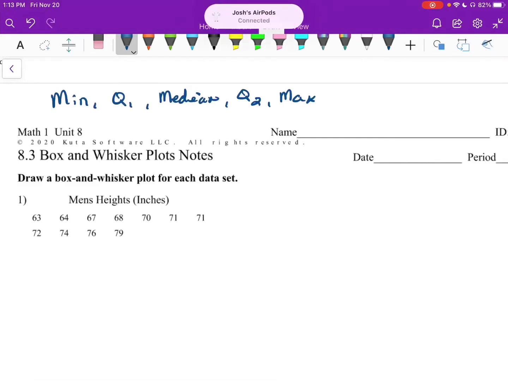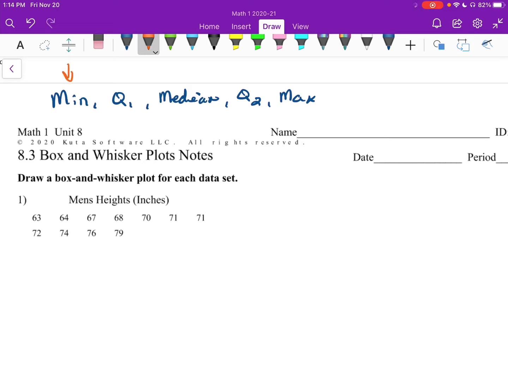All right, Math 1, Unit 8, Section 3, Box and Whisker plots. Now, box and whisker plots can be interesting with statistics and to visualize some data. There are 5 important pieces of a box and whisker plot that we're going to have to use.